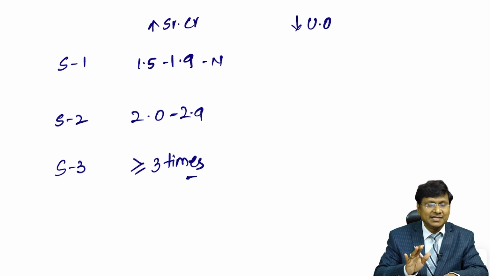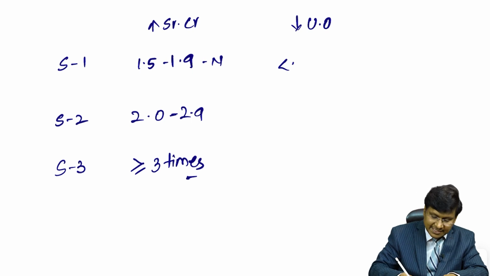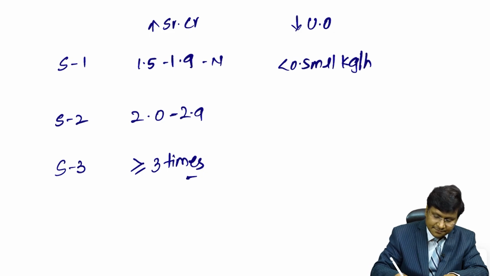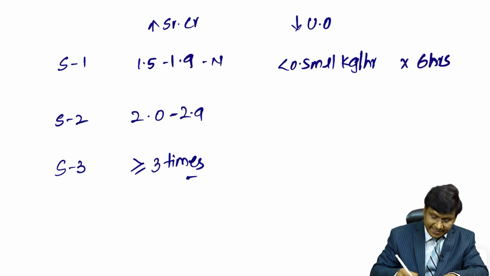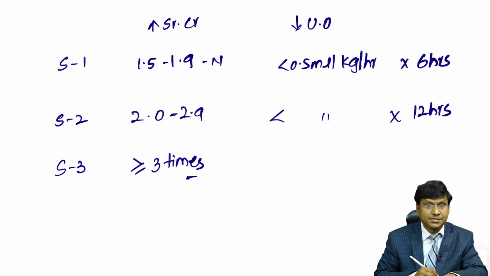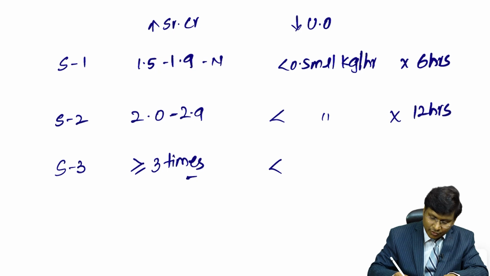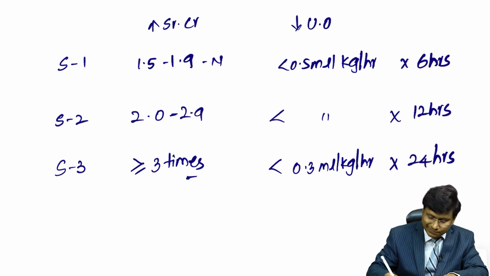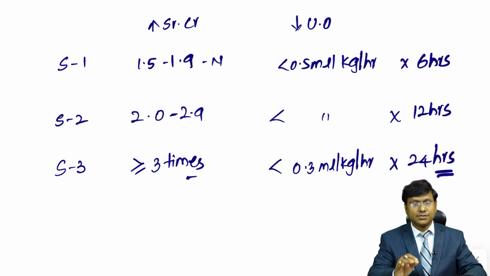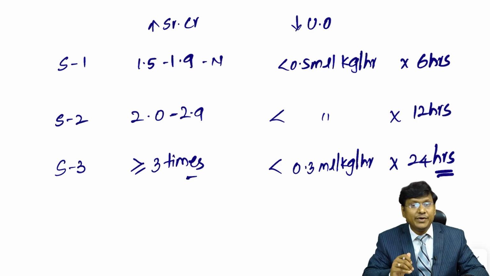So that is the increase in serum creatinine in stages 1 to 3, whereas the decrease in urine output is less than 0.5 ml per kg per hour for nearly 6 hours in stage 1. In stage 2 the urine output will be the same, but for nearly 12 hours, whereas in stage 3 the urine output will be less than 0.3 ml per kg per hour for nearly 24 hours, right? Okay, so this is how we do the staging.